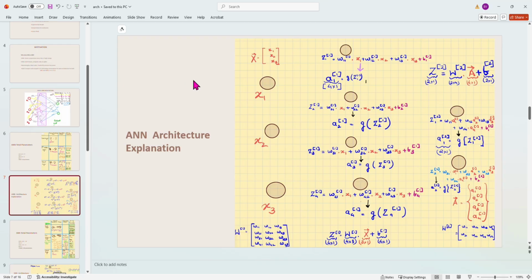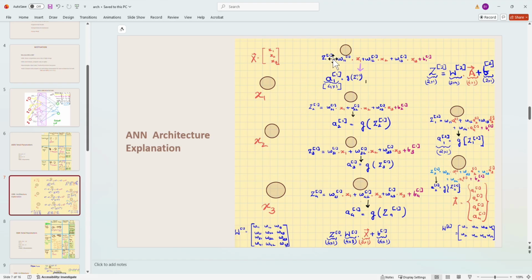Alright, here's an explanation for an ANN architecture. These 3 represent our input. This column right here is the 4 neurons of our hidden layer. This column right here is the 2 neurons of our output layer. W1 of 1 is the weight matrix for the hidden layer, and W2 is the weight matrix for our output layer.